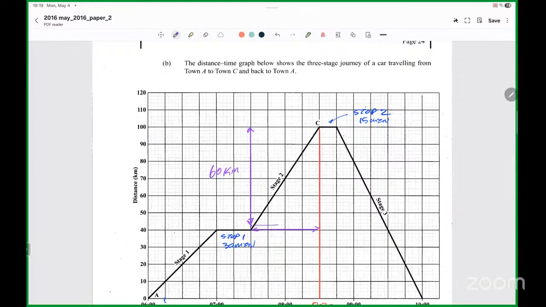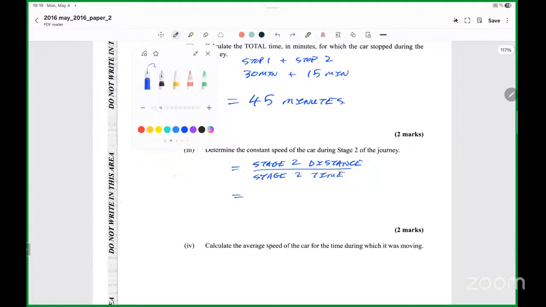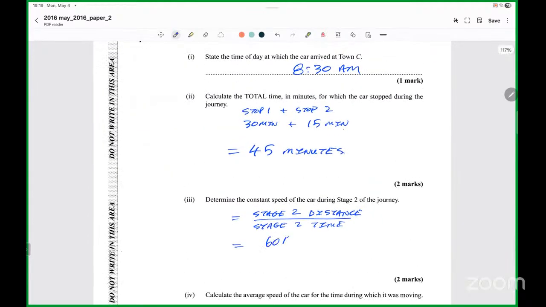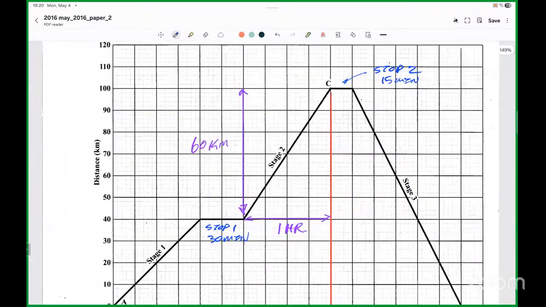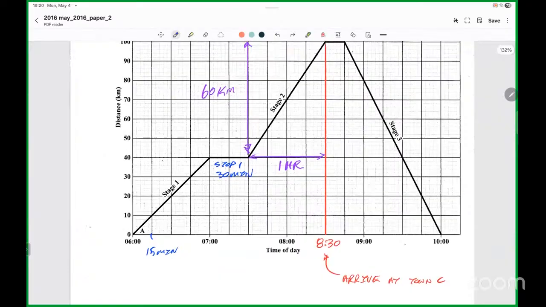And how long is that? 30 minutes and 30 minutes, that's 1 hour. So it's 60 kilometers per hour. See that? That becomes equal to 60 kilometers over 1 hour. So the speed is 60 kilometers per hour. That's stage 2.